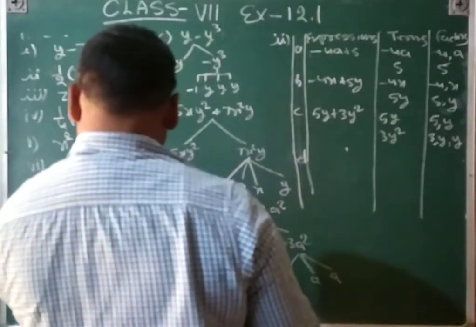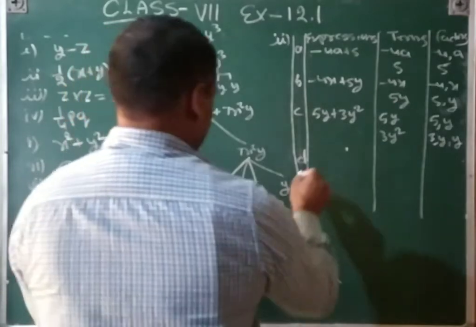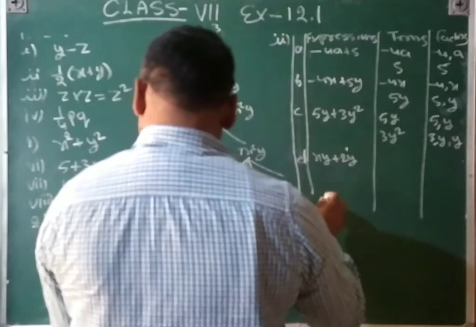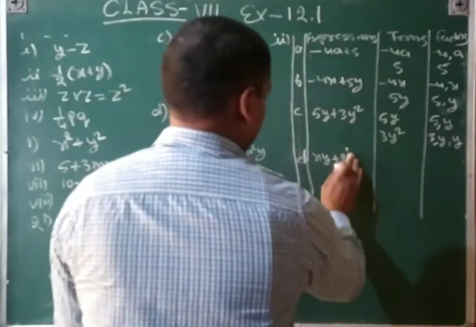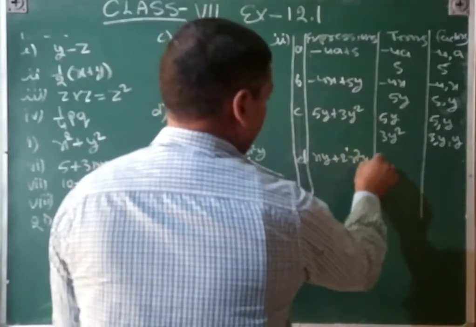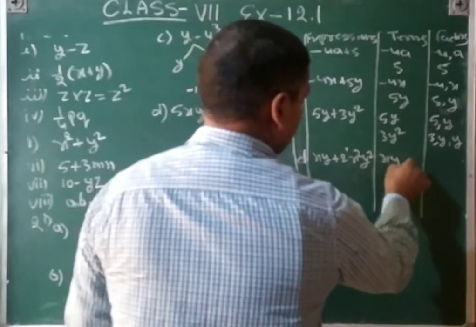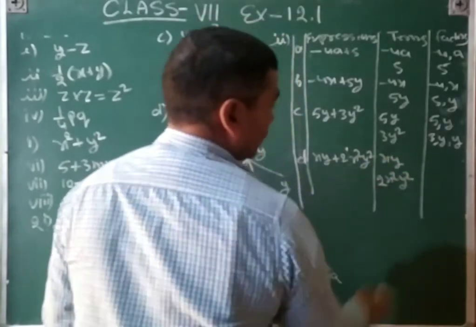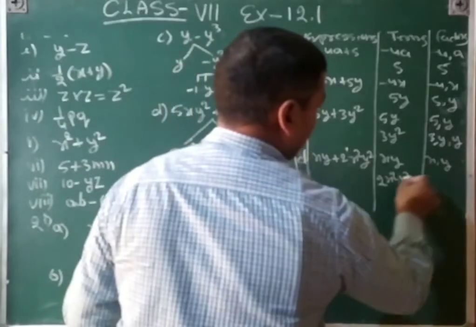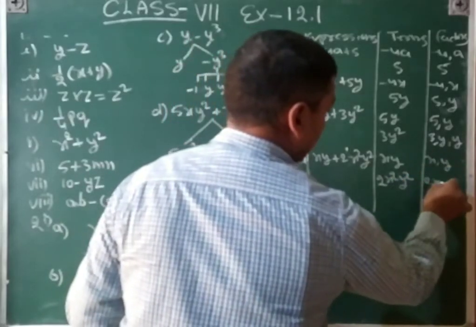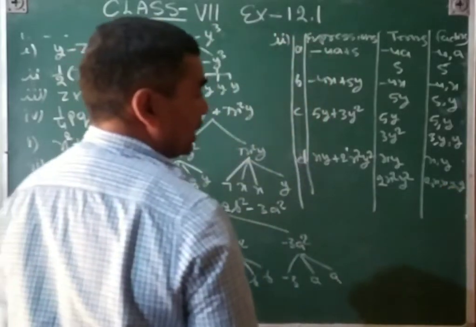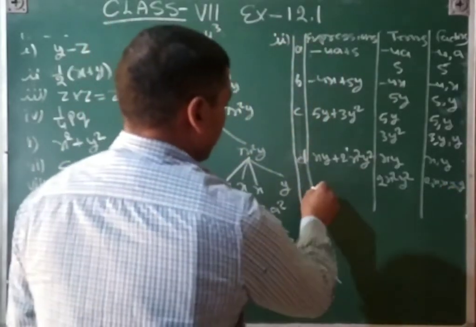And then part d, that is xy plus 2x square y square. So xy is the first term, the second term is 2x square y square, so that is x comma y, and this is 2 comma x comma y, because x is 2 times and y is also 2 times there.